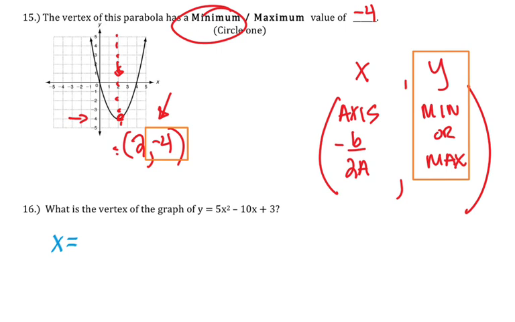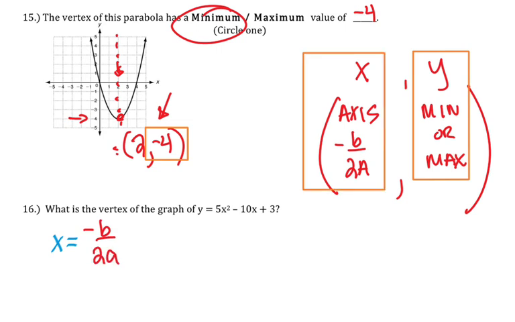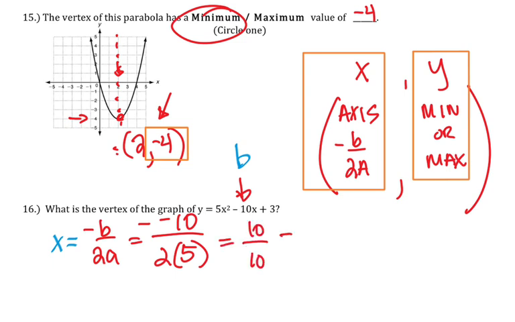So that means I use negative b over 2a to solve for my axis of symmetry over here. And I substitute in b is negative 10. So I have a negative negative 10 divided by 2 times a, which is 5. That gives me 10 divided by 10, which is 1. So now I know one part of my axis of symmetry, or the x value of the vertex, is 1.